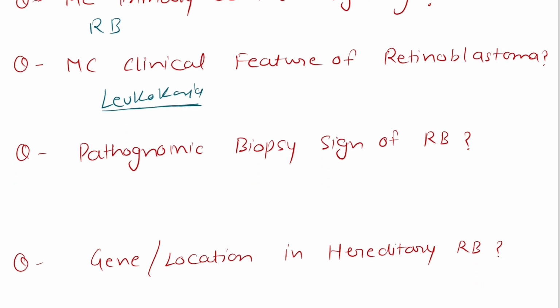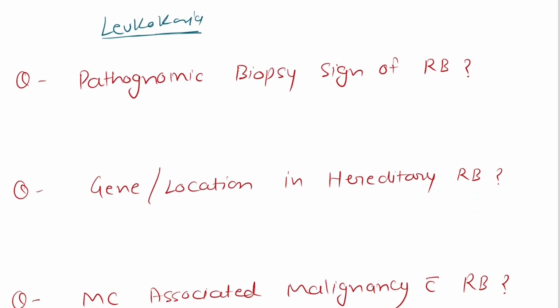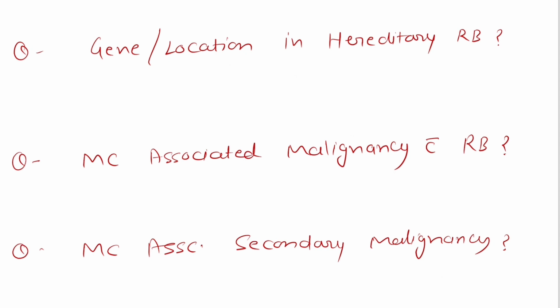Okay, what is the pathognomonic biopsy sign of the retinoblastoma? Do you remember? That was Flexner-Wintersteiner rosettes, right? Okay, what is the gene in the hereditary retinoblastoma, and what's the location? That was the RB1 gene, and the location was 13q14.